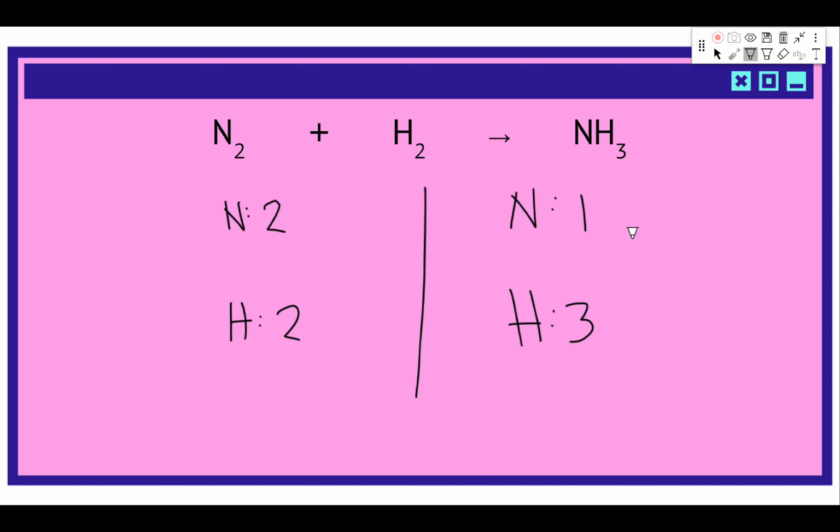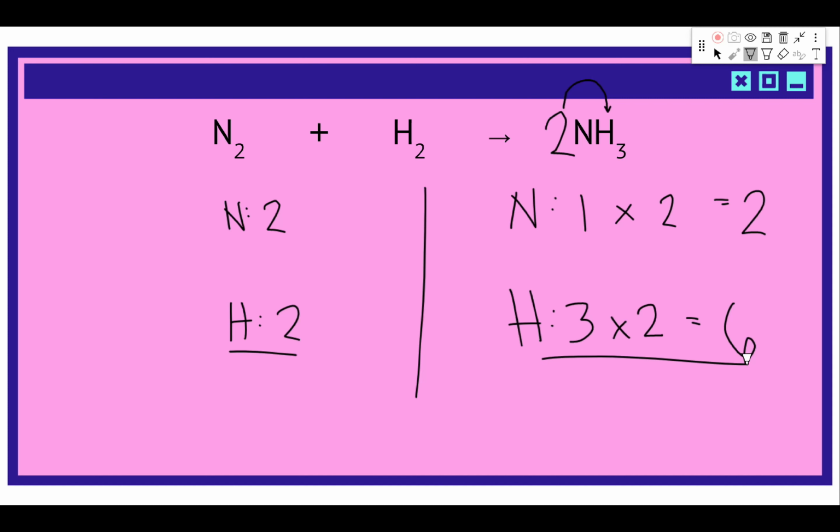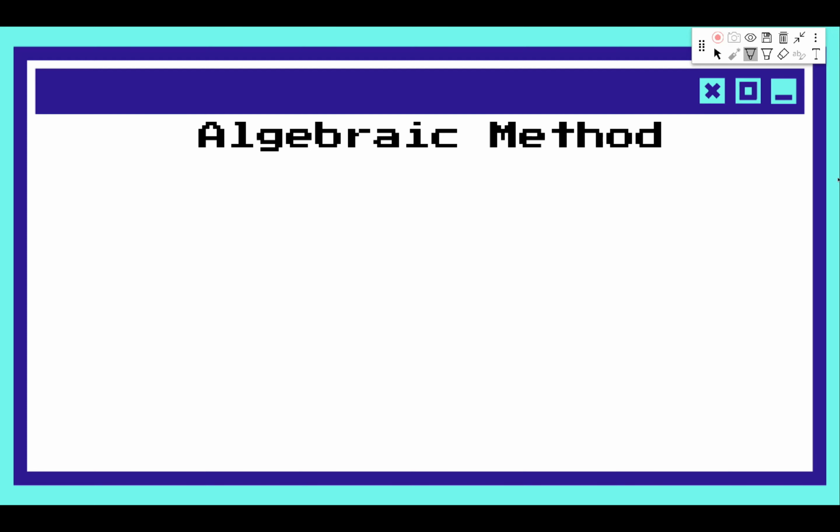So what I will do is to multiply 2 here to get 2 nitrogen atoms. So this one will be multiplied here. I will have 6 hydrogen atoms. Now to make these hydrogen atoms balanced, what I will do is to multiply 3 here to get 6. Now the equation is balanced. 6, 6, 2, 2.